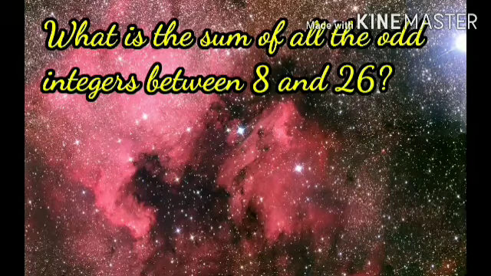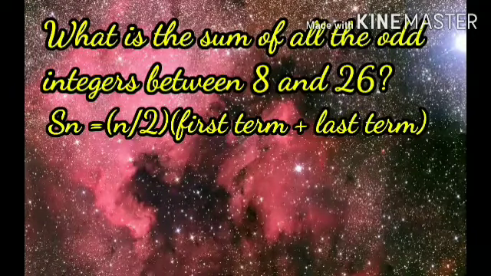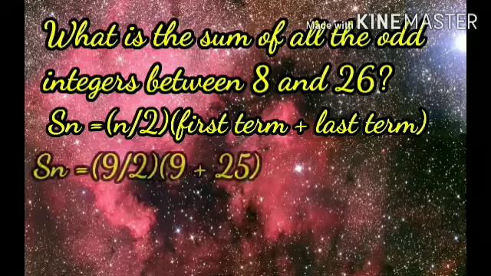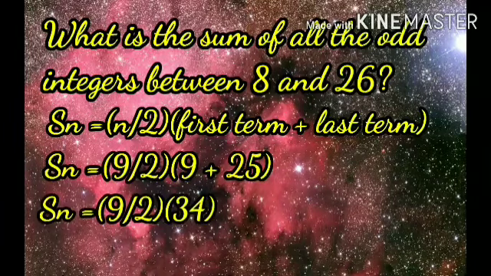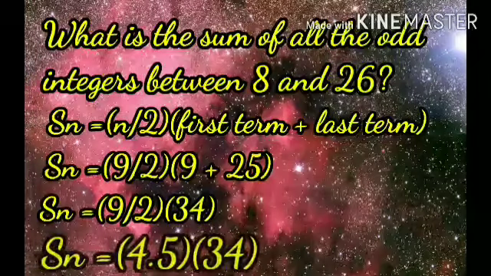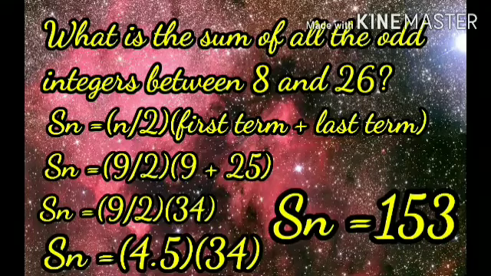Since the first, the last, and the number of terms are all given, we can use the formula S of n is equal to n over 2 times the quantity of first term plus the last term. By substitution, we have 9 over 2 times 9 plus 25. So we have 9 over 2 times 34 is equal to 153.